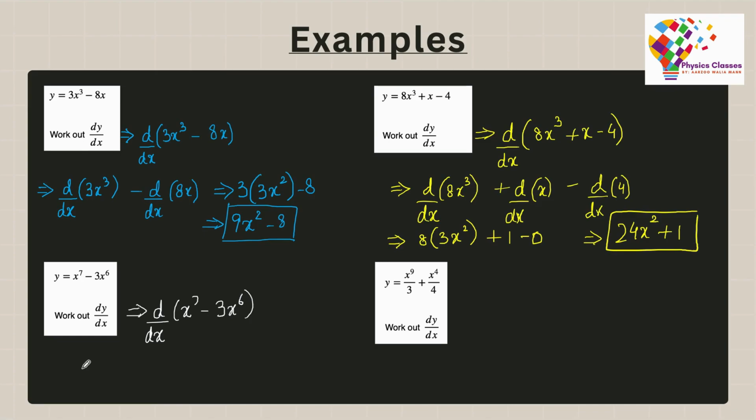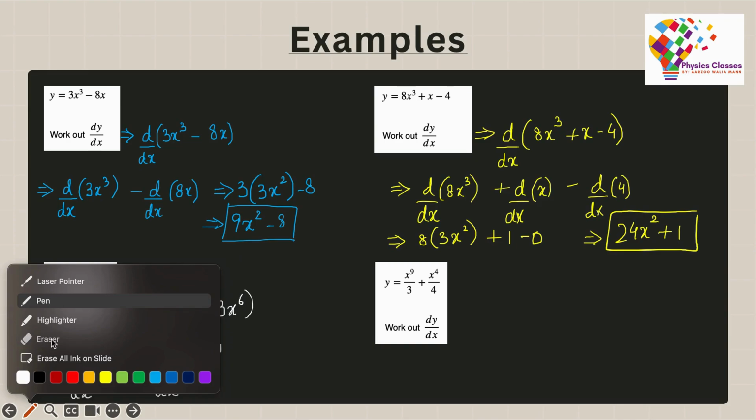Now, d by dx of x to the power 7, so you know it would be 7x to the power 6, minus 3 times into 6x to the power 5, so that becomes 18x to the power 5. So my final answer is 7x to the power 6 minus 18x to the power 5.